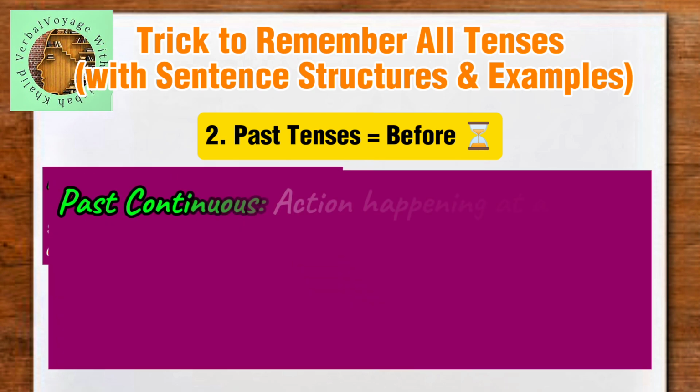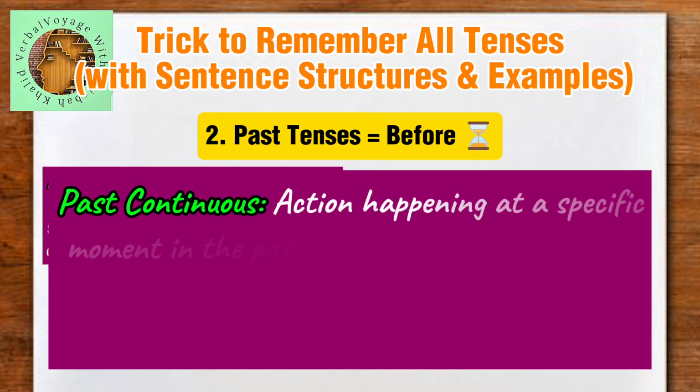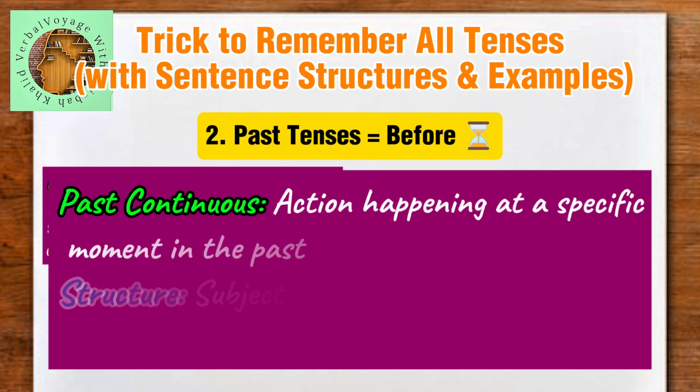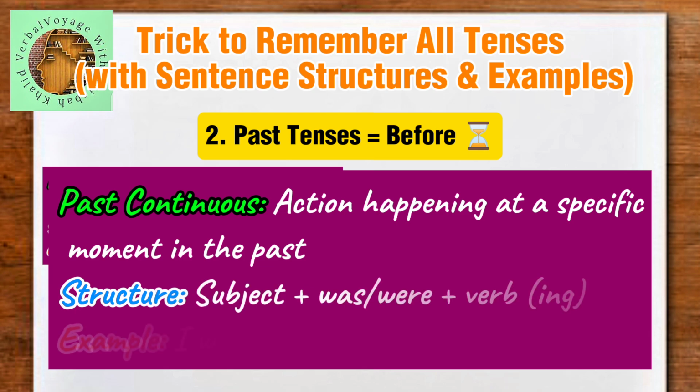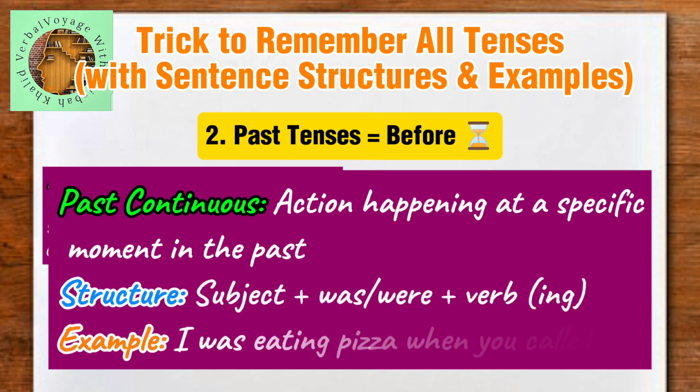Past continuous, action happening at a specific moment in the past. Structure of past continuous is subject plus was, were plus verb ing. For example, I was eating pizza when you called.